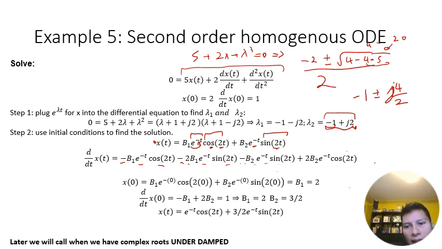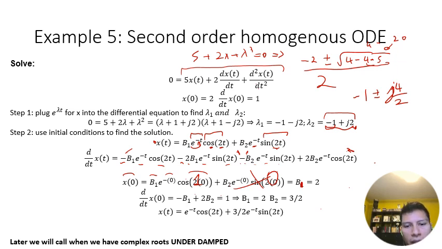Then the second term, I get 2b2 e to the negative t cosine 2t. So basically I have to apply the product rule to take the derivative of the full solution. Now I apply my initial conditions. So for x of 0, we have b e to the negative 0 cosine of 0, which is just 1, and this is just 0. So that means that this whole thing goes away, and that gives us that b1 is equal to 2.